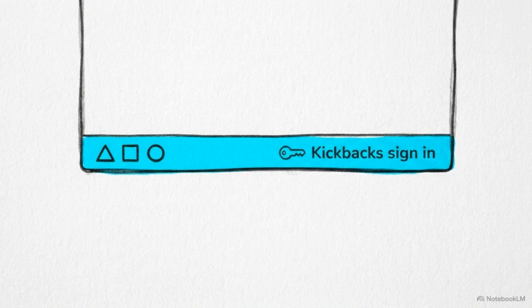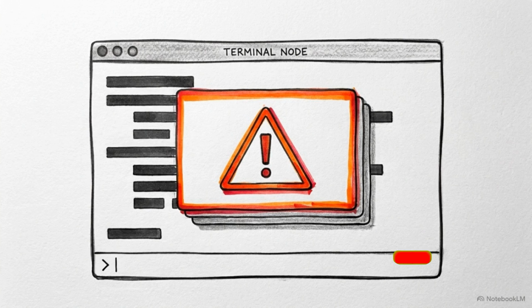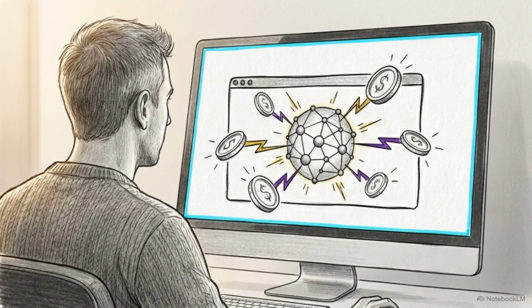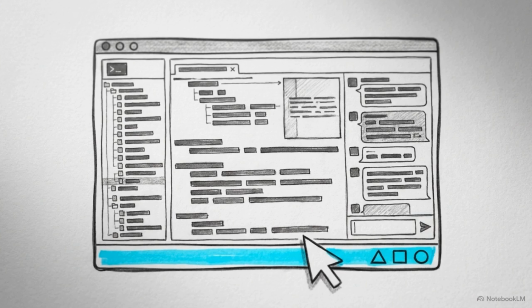reading Kickbacks Sign In. Before we authenticate, we need to address the immediate security risk of allowing a third-party extension to intercept your terminal behavior. The extension operates under a zero-knowledge privacy policy. It acts solely as a passive observer of UI state changes. It never reads your source code. It never inspects your prompts, and it remains blind to the completions returned by the AI model.